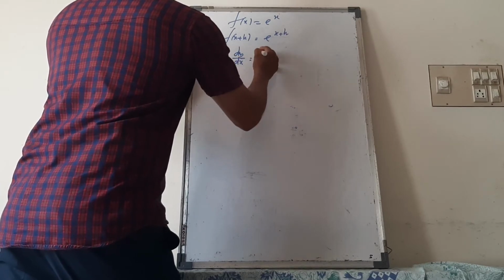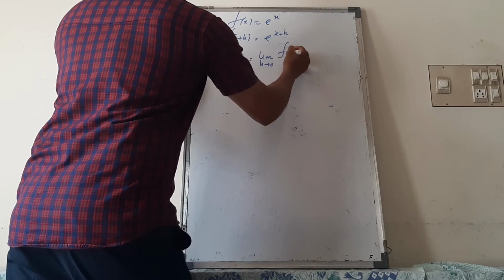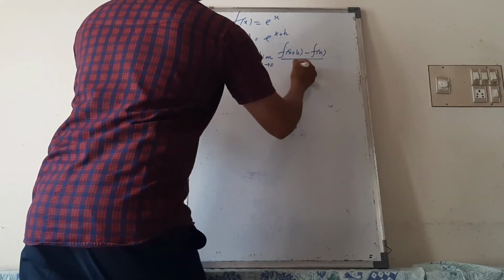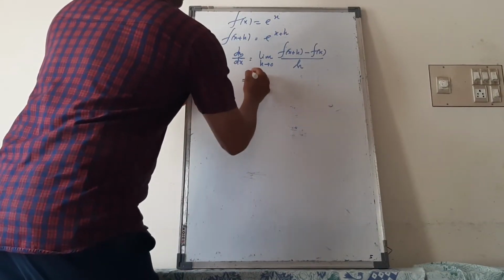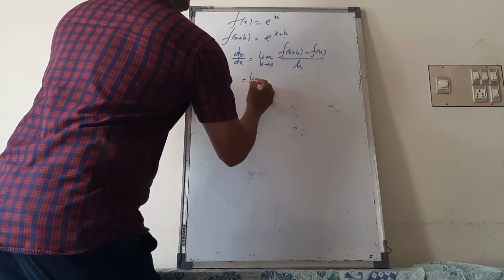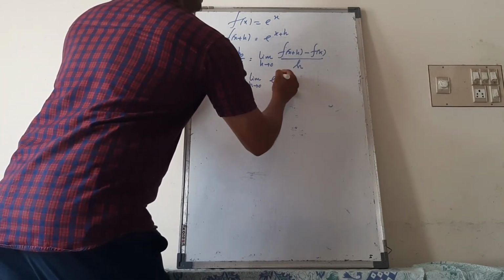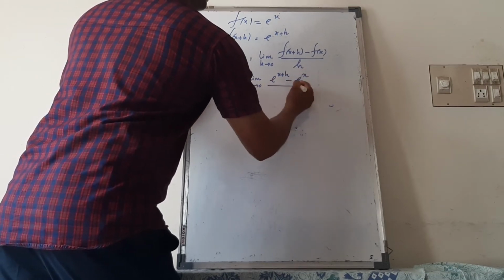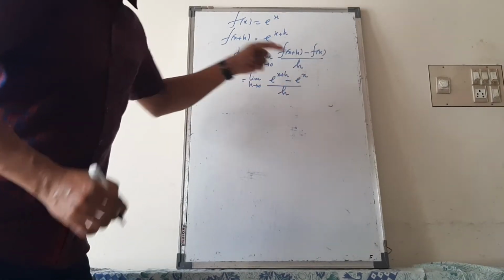dy/dx is equal to limit h tends to 0 of [f(x+h) − f(x)] divided by h. That is equal to limit h tends to 0 of [e^(x+h) − e^x] divided by h. Here f(x+h) means e raised to x plus h, and f(x) is e raised to x. Apply the limit, we get an indeterminate form.